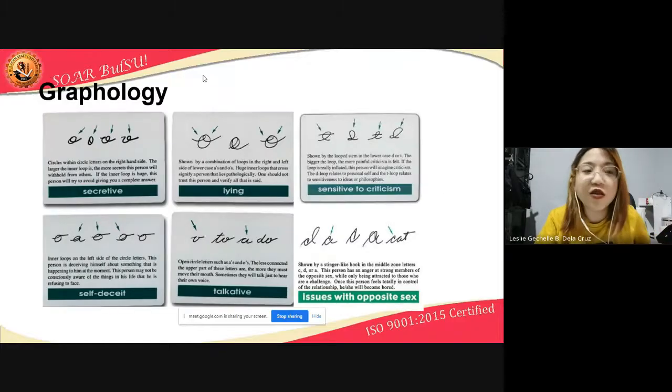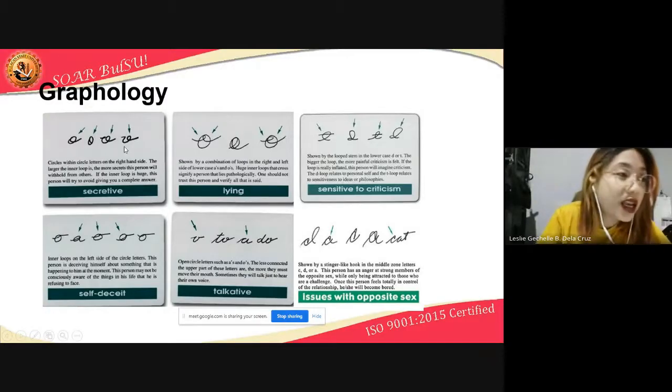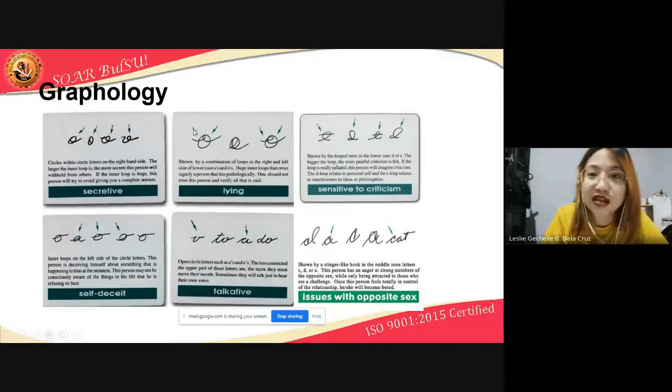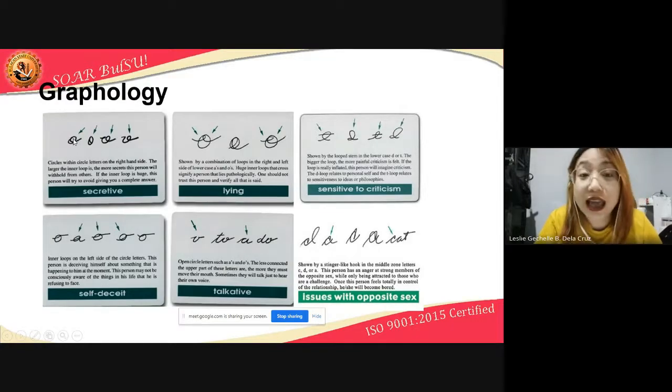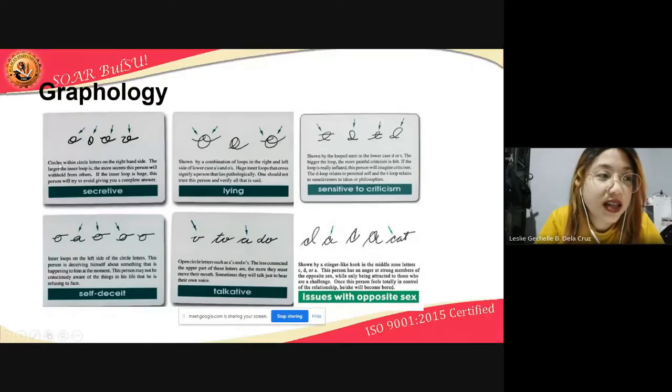So, examples nito, ito. For example, etong secretive. Ewan ko kung nakikita ninyo, pero may copy naman kayo nito sa module ninyo. Check nyo na lang kung di nyo makita masyado dito. Pero sa secretive, kung makikita nyo tong, we call this eye, or eyelet, or eye loop. Closed siya. Dito. Kita nyo? Sabi, circles within circle letters on the right-hand side.